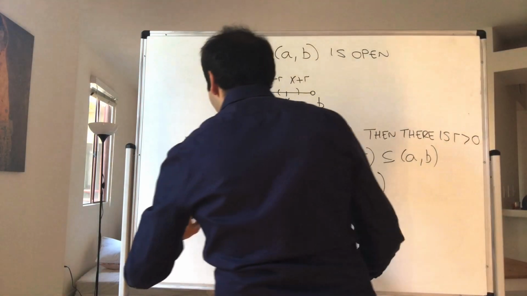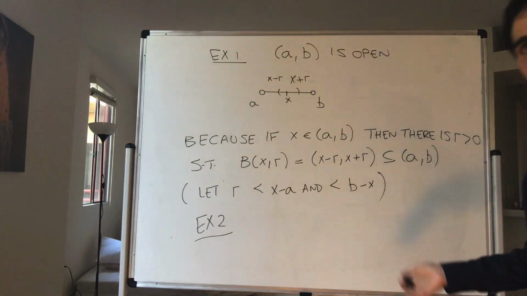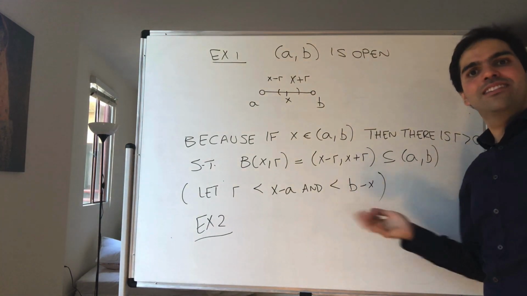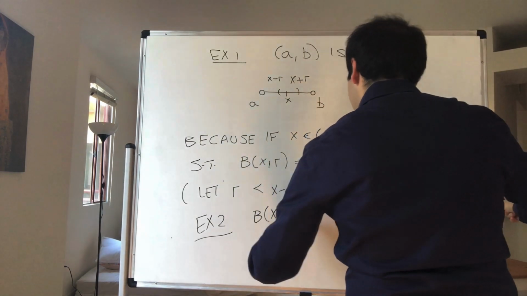Another example of open sets is just what you think it is. The open ball itself is an open set. So B(x, r) is always open.